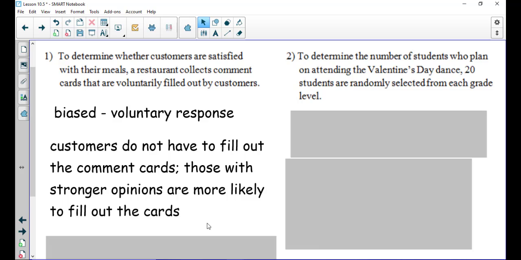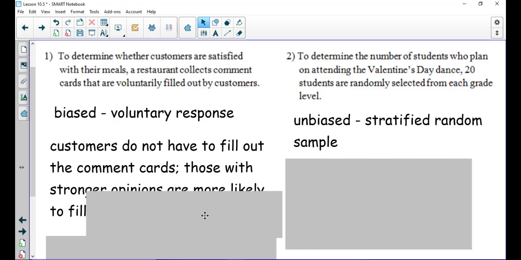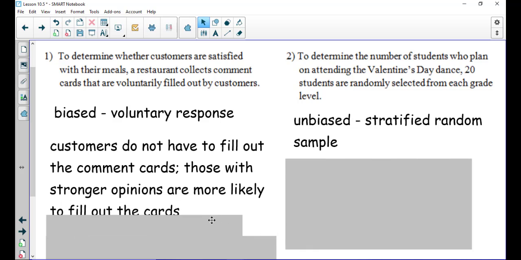All right, number 2, to determine the number of students who plan on attending the Valentine's Day dance, 20 students are randomly selected from each grade level. So in this case, this is going to be an unbiased, and it's going to be a stratified random sample. Think about that stratified rock where the rock is divided into layers. We're dividing these students into grade levels and choosing some from each.